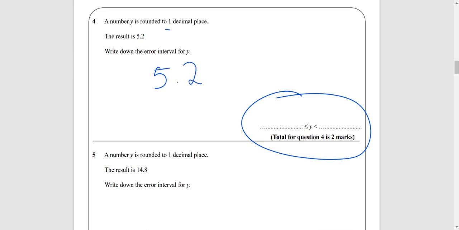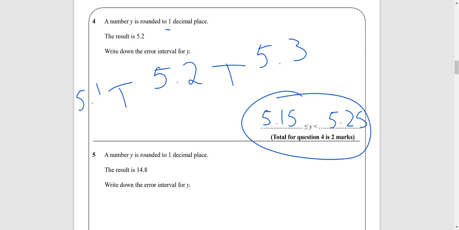5.2, it was to 1 decimal place. Highest it could be, 5.3. And then we got 5.1. Our error interval are the numbers that fall between this. So I've got 5.15 and 5.25. Okay, they're the numbers that go here.